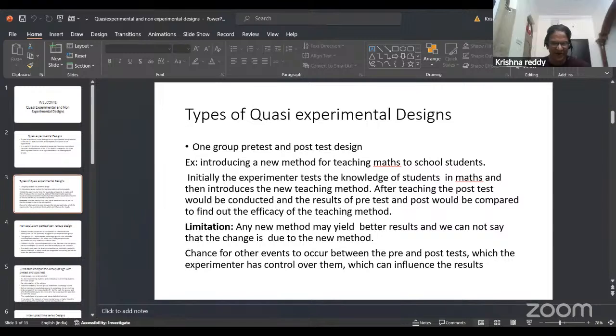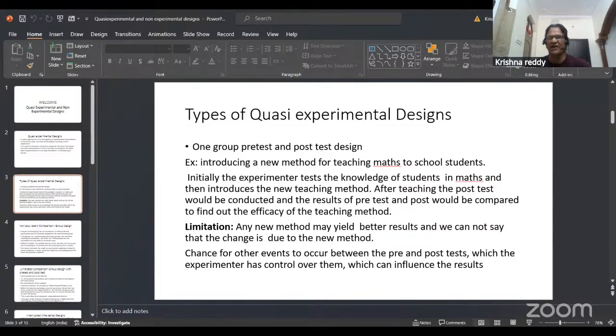Then for that purpose, a pre-test has to be conducted to understand the knowledge related to the issue that you are going to teach. That has to be measured before using that particular teaching method. Then the teaching comes, and after completion of the teaching, you are going to measure or conduct the test, which we can call the post-test.